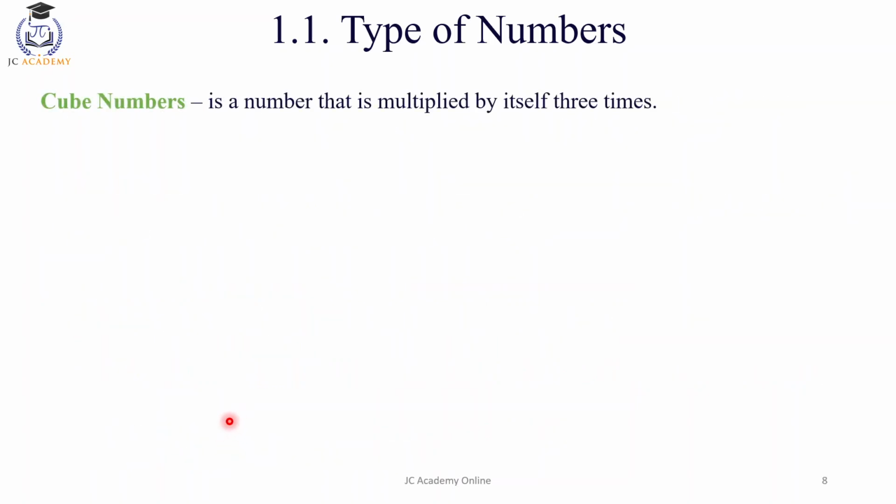Then we have cube numbers. A cube number is a number that is multiplied by itself 3 times. So for example, you have 3 times 3 times 3. We could write it as 3 to the power of 3 is equal to 27.